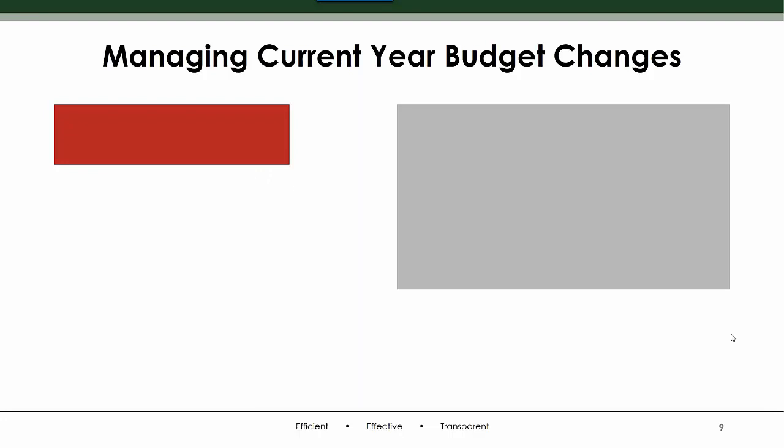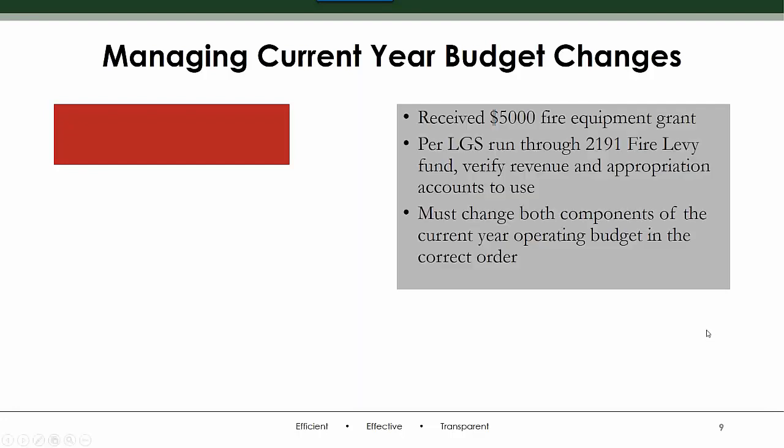Now that we have our budget in place, again, I'm using the word budget, but it really is two separate components: my certified resources available, which we are allowed to appropriate, and my board adopted appropriations. Two separate components now that we're operating in the current year. So we want to use an example.